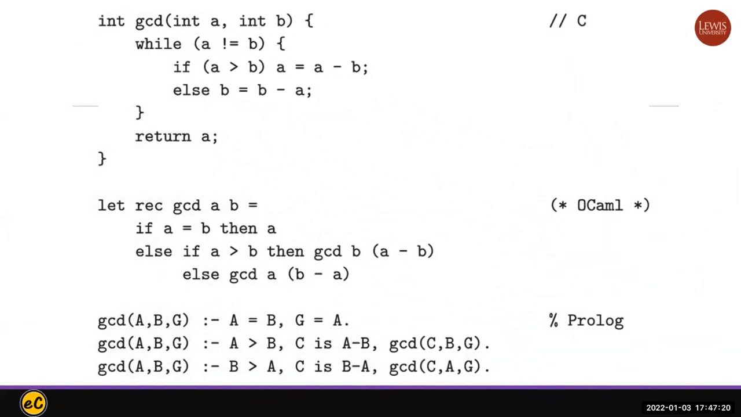Okay, so right here we can see one C program for GCD, calculation of the greatest common divisor. In the middle we have the same GCD written in OCaml, which is functional programming. And we can also see another program written in Prolog to do the same thing for the GCD.